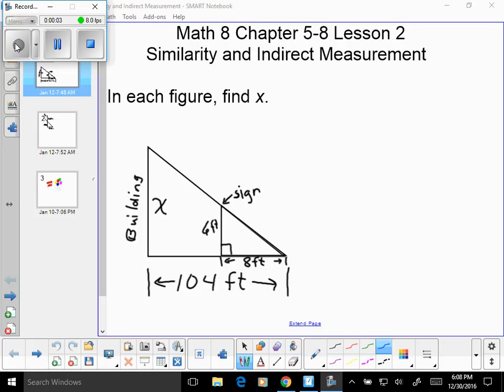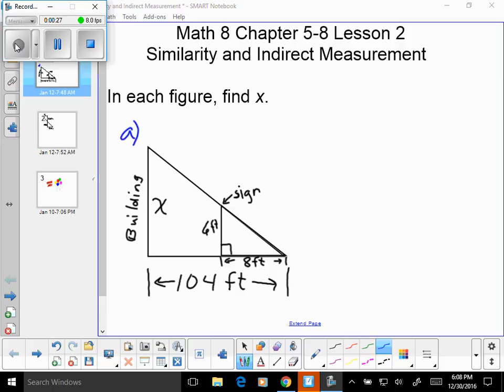Okay, 8th graders, this is going to be lesson 2 of chapter 5.8, Similarity and Indirect Measurement. It's going to be pretty much the same thing as we did in lesson 1, except here I've chosen to show you an example A, how to handle an inscribed triangle.